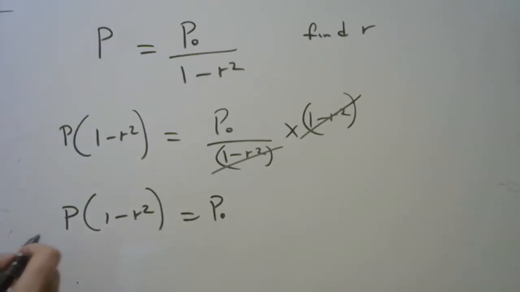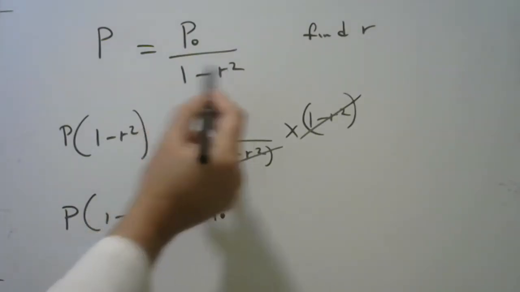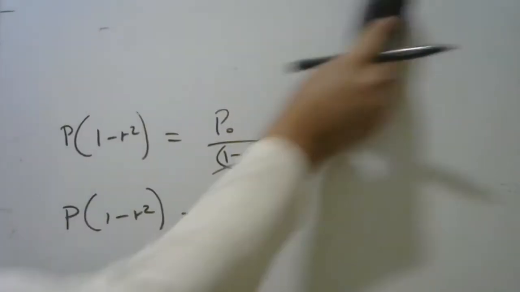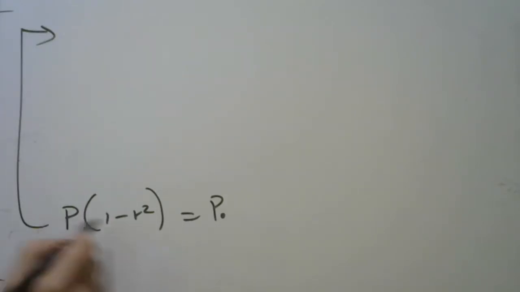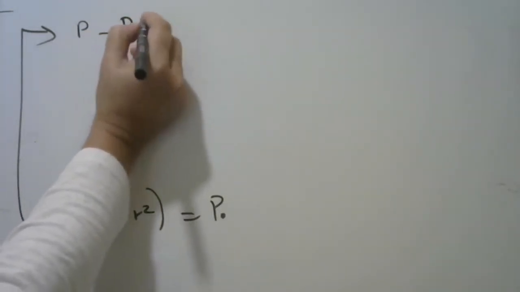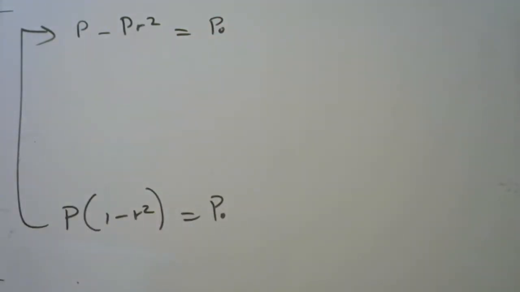Now, we can try to expand the bracket here, simplify this, and then we can group the terms. Our aim is to find what is R, right? So we'll go to the next step now. From here, this becomes P by 1 is P minus P R squared is equal to P naught, right?